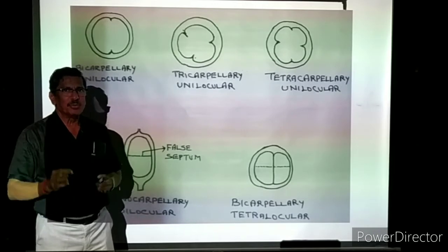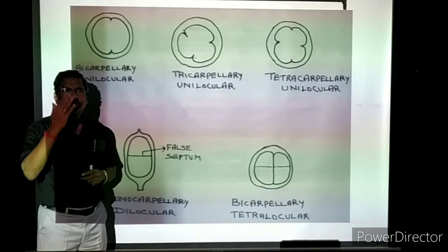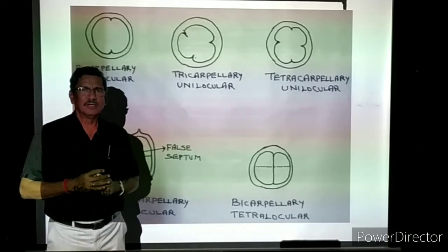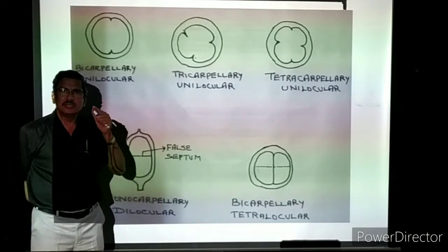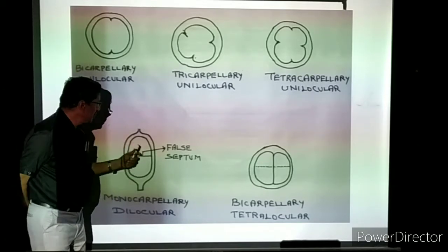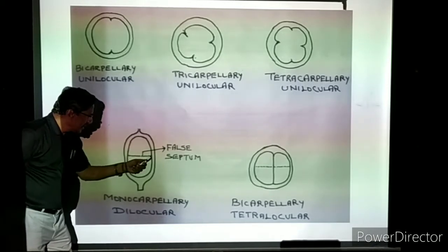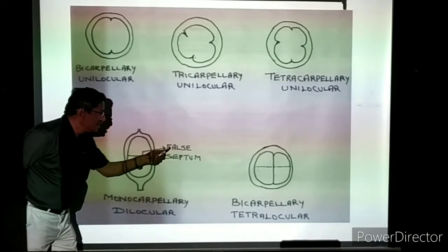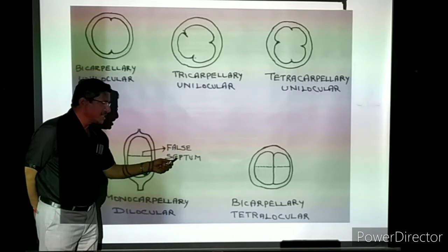But the screen or plywood is not the original wall. It is not the original brick wall. So this partition is a false partition, not permanent, temporary. Anytime we can remove it. So actually the room is one, but we divided it into two chambers. Similarly, here also this is one carpel, only one cavity is there. But that cavity is divided into two chambers by a false septum, like plywood. It is a false septum.